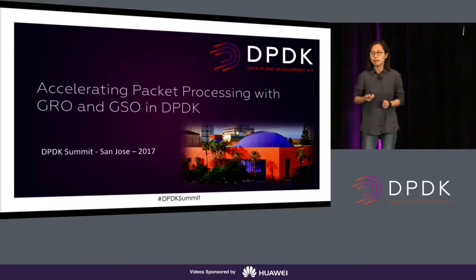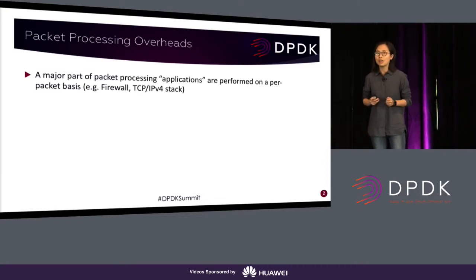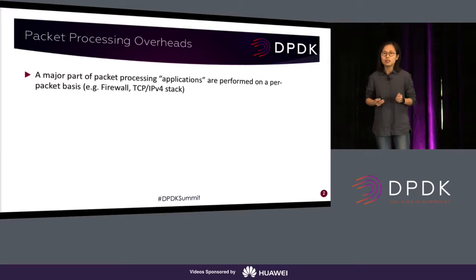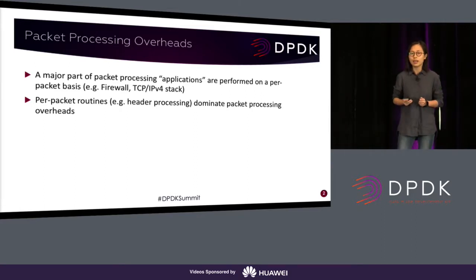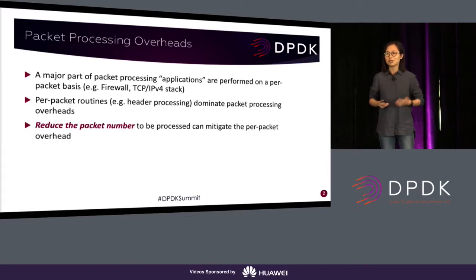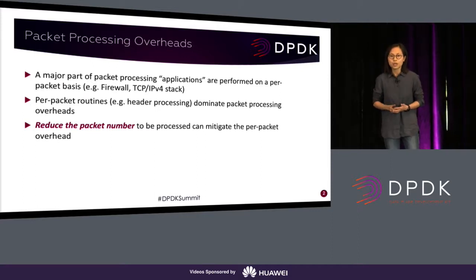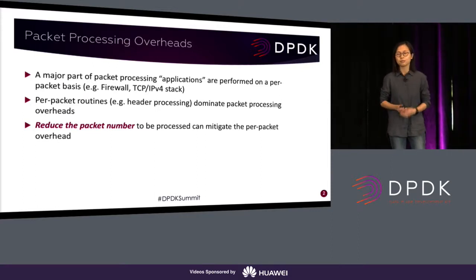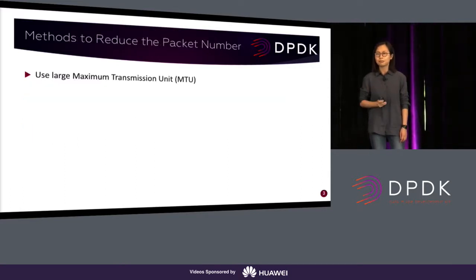Let us see some background first. A major part of packet processing is performed on a per-packet basis. These applications may be the TCP/IP stack and firewall. And these per-packet routines, like header processing, have dominant packet processing overheads. Currently, reducing the packet number is regarded as the most efficient way to reduce the per-packet overheads. So let us see how many ways we have to reduce the packet number.